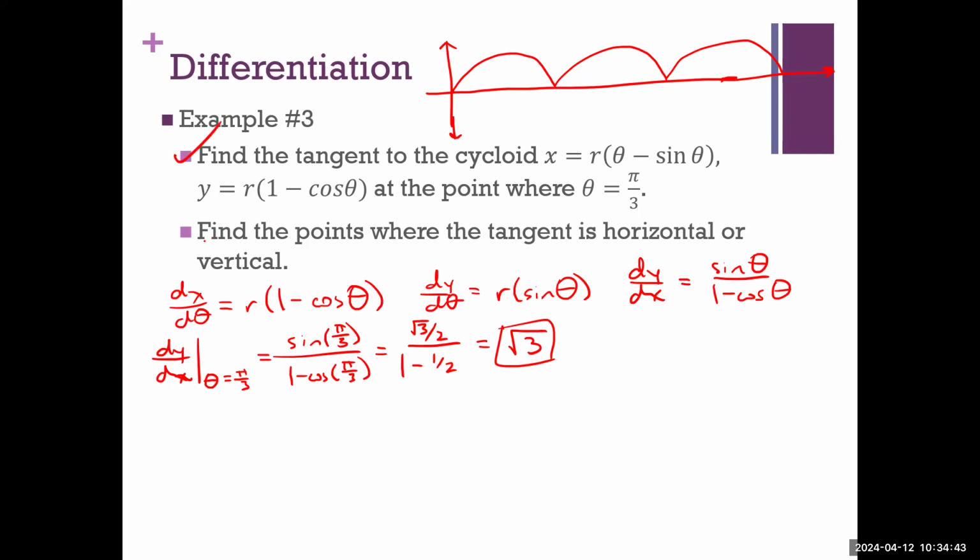How would I find where this thing is horizontal? I want dy dx to equal 0. So that in general is exactly what I'm looking for. And in our specific case, that comes from sine of theta equaling 0, right? Where does sine of theta equal 0? Basically, every multiple of pi, right?